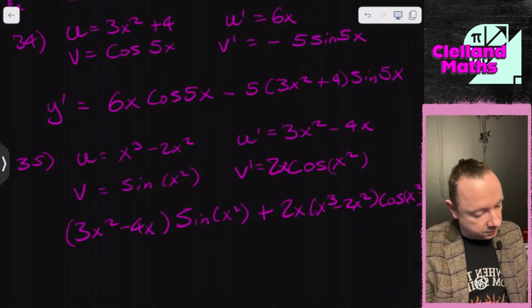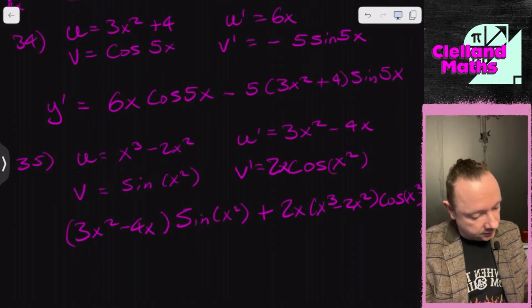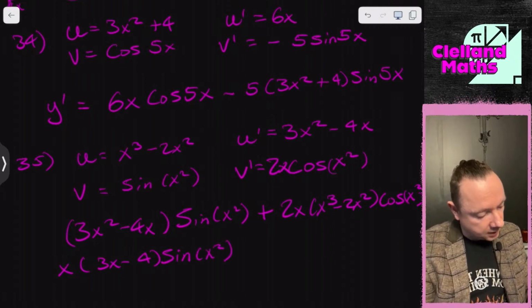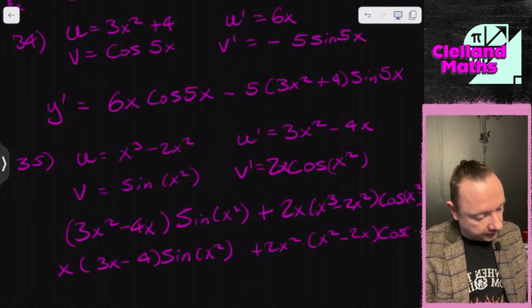Are we going to tidy this up? I suppose I better. Right, let's take out my common factors. In the first one, you've got x to get x(3x minus 4) sine x squared. Second one, you've got another x, so 2x squared, x squared minus 2x times cos of x squared.